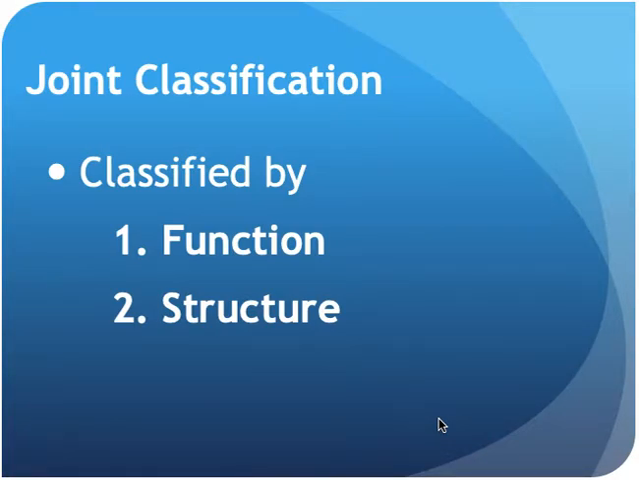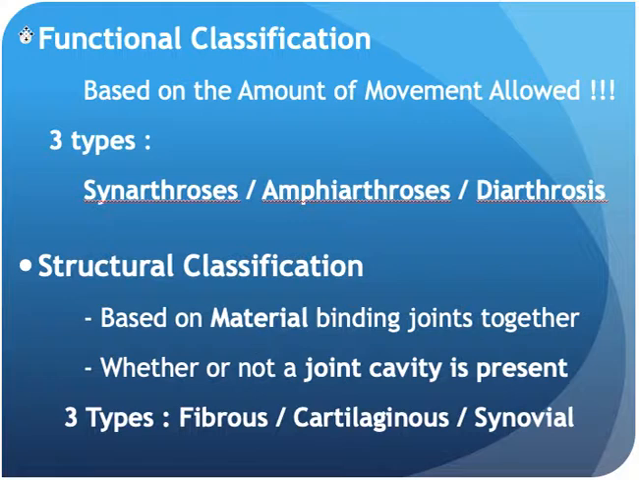So here's where we get to the tricky part. We have a lot of different joint classifications. We can classify joints based on their function or based on their structure. When we're talking about their functional classification, we're just basing this on the amount of movement that is allowed. So some joints are going to provide no motion, some joints are going to provide a lot of motion, and we want to make sure we know what the difference is.